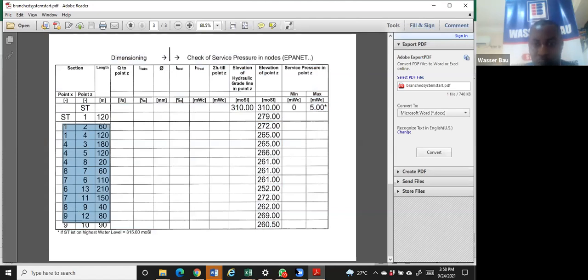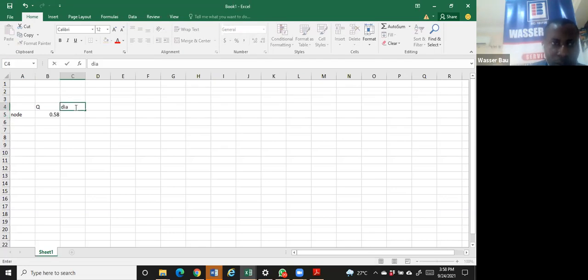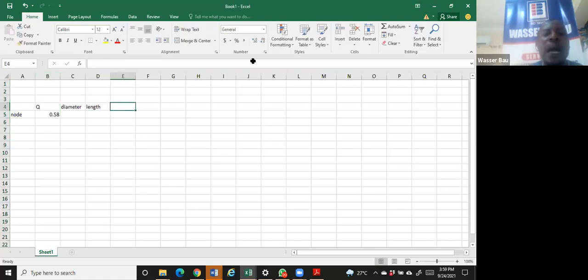Okay, let me just put it this way. So node 13, the Q is what? 0.58. Just take note of that. The diameter, don't know the diameter. The length, and this one is the elevation. These are the 4 parameters we need.